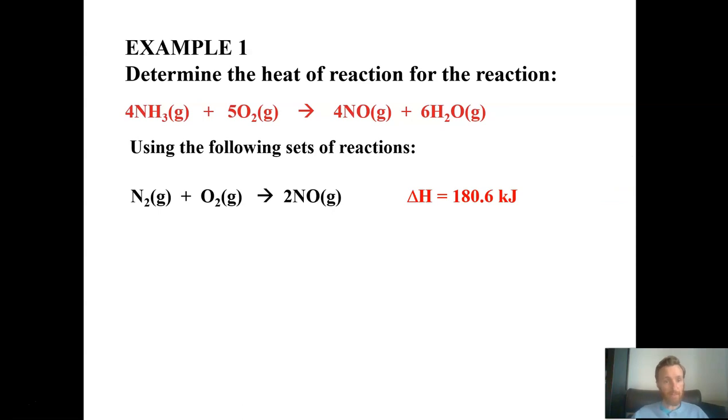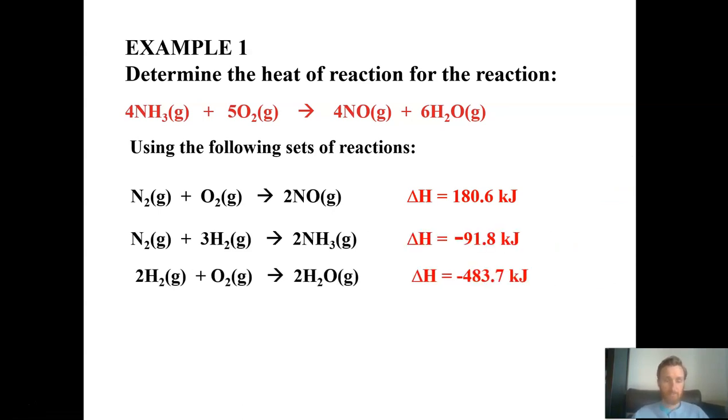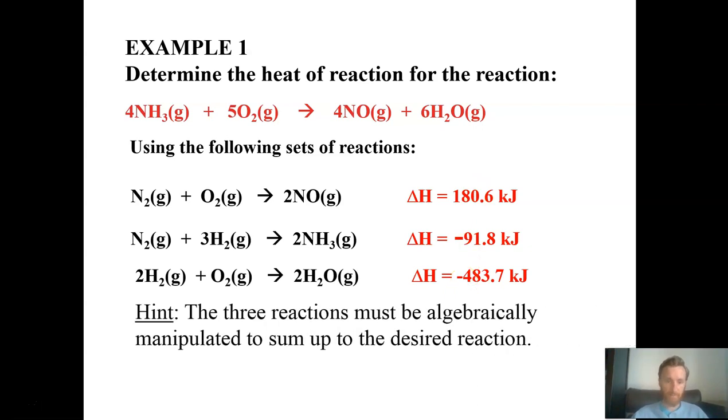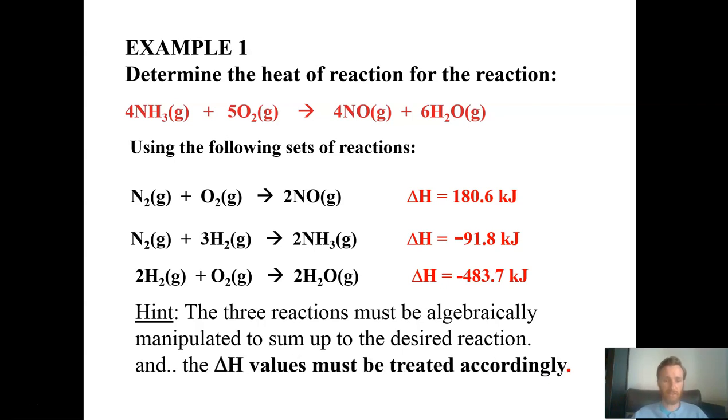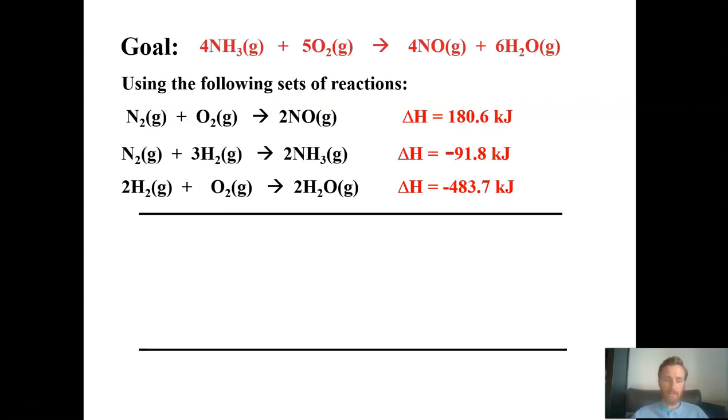So we might be given a set of reactions. In your questions, you might be given these set of reactions here. These 3 reactions. And you can see in red that there are associated enthalpy changes, and some are positive, some are negative, so we're going to try to make sense of this. So the 3 reactions must algebraically manipulate to the sum of the desired reaction. That's the reaction on top. So we need to make sure that we keep that reaction on top, and those delta H values are treated accordingly.